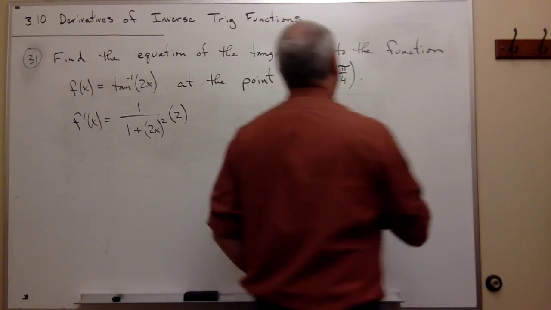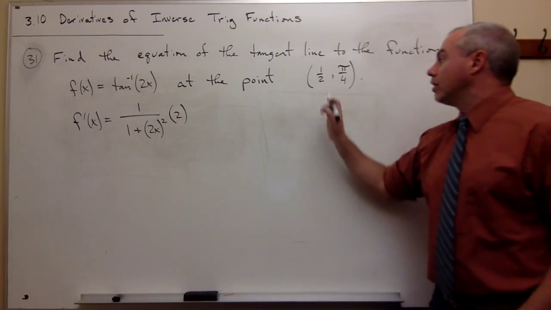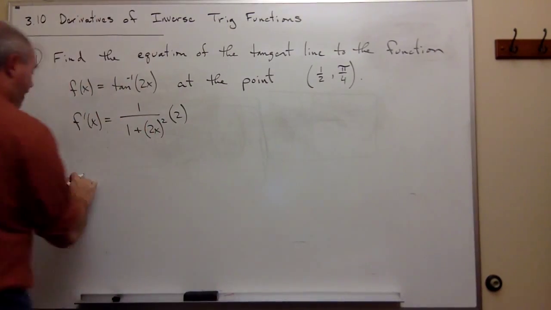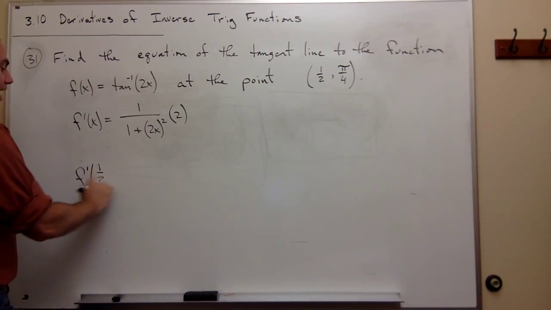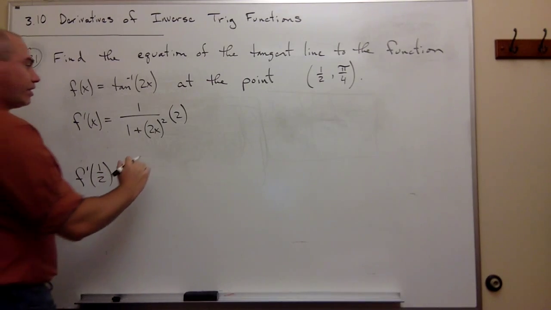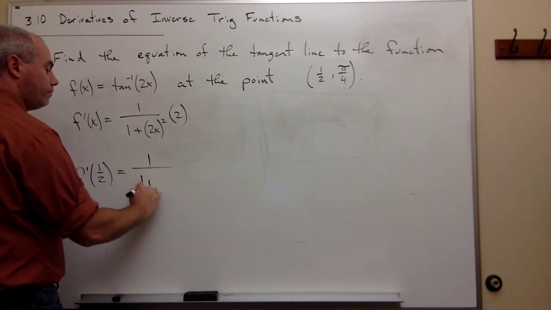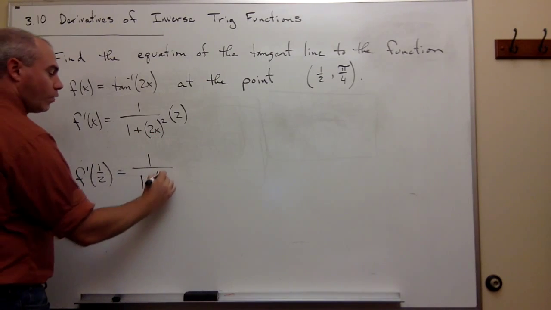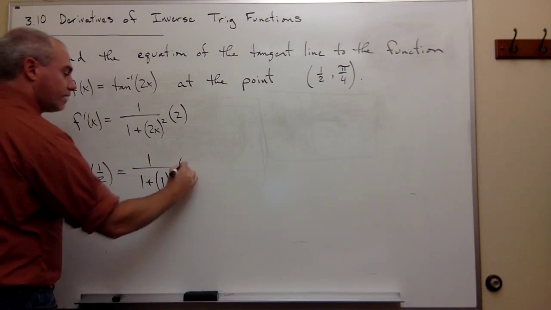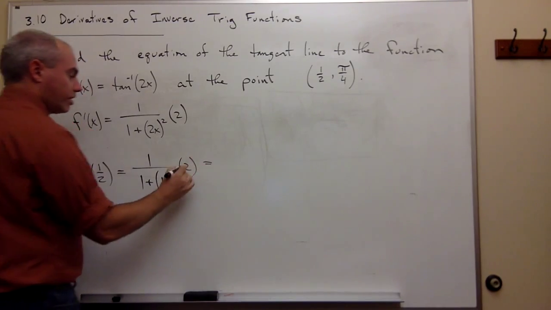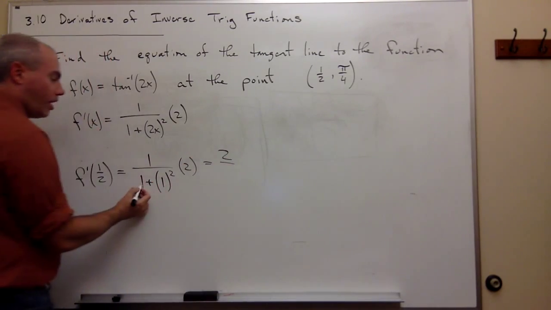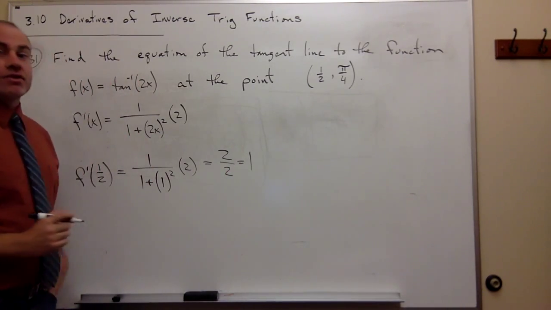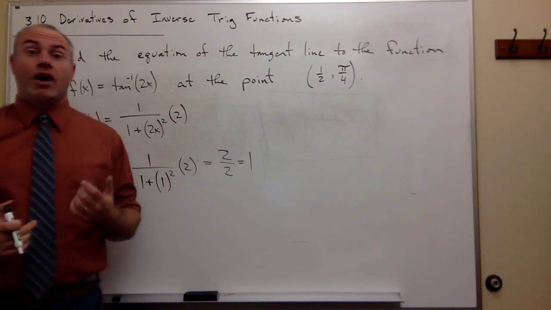I'm interested in what is that derivative's value when x is equal to a half. So in other words, what is f prime of 1/2? So I plug in a half here and I'd get 1 over 1 plus, if I plug in a half times 2 is 1, I get 1 squared, times 2. In other words, on top I would have 2. On bottom I'd have 1 plus 1, which is 2. And so it's just 1. So the slope of this line is 1.